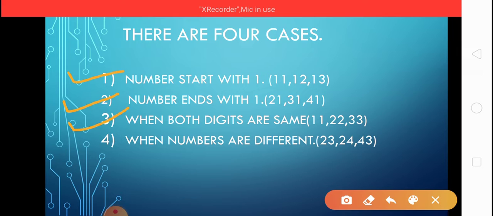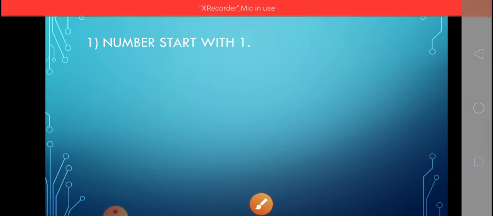The third case is when both the digits are the same, that is 11, 22, 33, 44, 55 and so on. The next and last case, the fourth case, is the one in which both the digits are different, that is 23, 24, 43, 84, 48, 74, 29, 92, whatever it is. So let's look at it minutely.